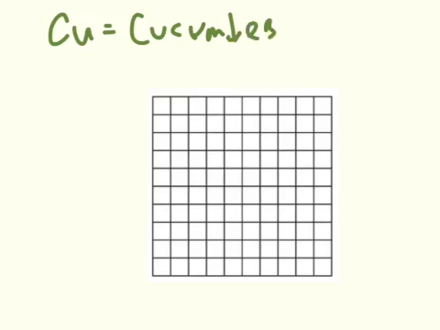If I'm going to make this garden have some vegetables, I might use CU equals cucumbers. Alright, so I'm going to fill in some cucumbers. So I'd put a CU in here, and a CU in here, and maybe this whole section would all be CU. It would all be cucumbers. Well, now I can ask myself, what fraction of the garden is cucumbers?